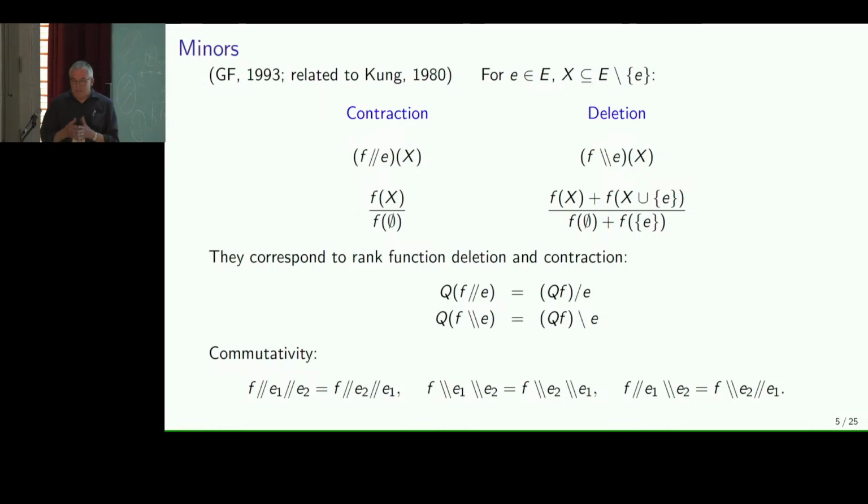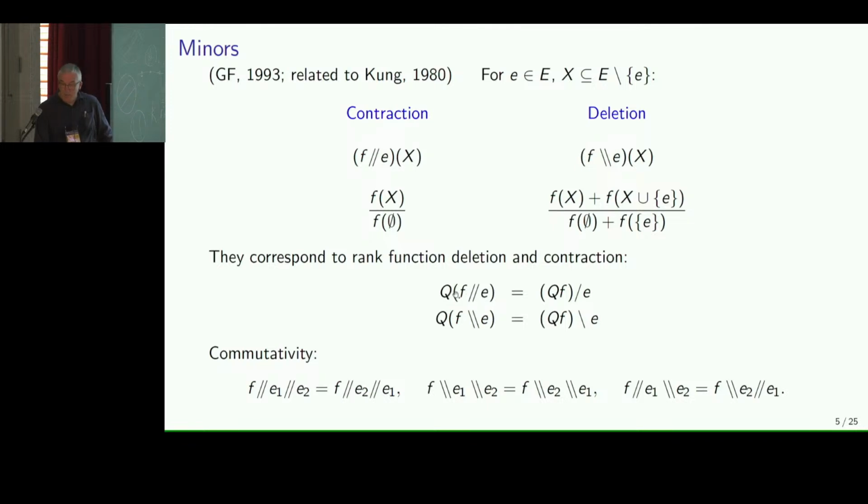We've got duality. We also have minors. I mentioned that the rank transform is related, though technically slightly more general, to ideas of Joseph Kung going back to 1980, and so is this minor construction as well, where contraction has this expression, deletion has this expression. You might wonder what those expressions have in common. But anyway, those expressions play nicely with the rank transform.